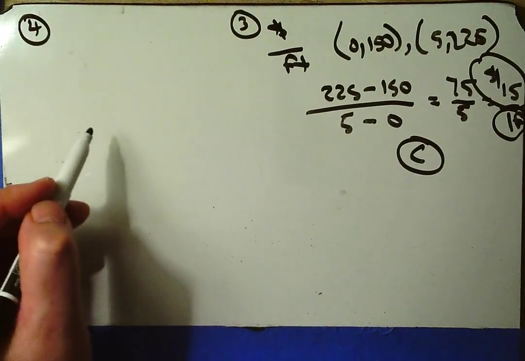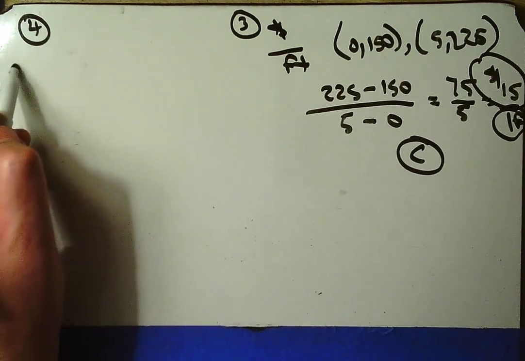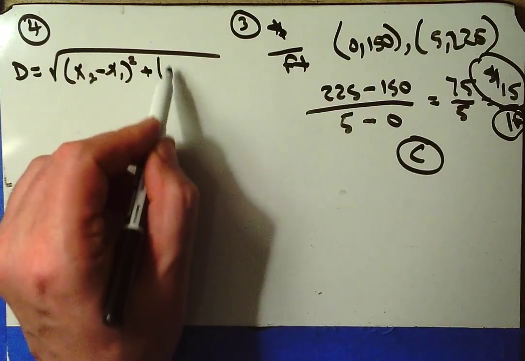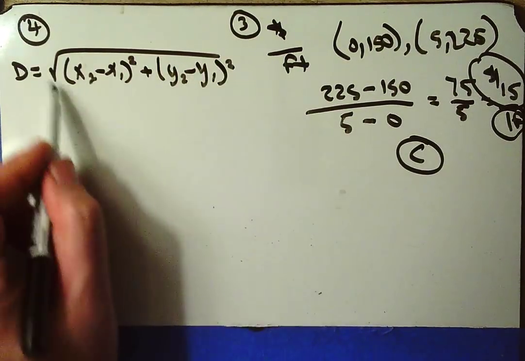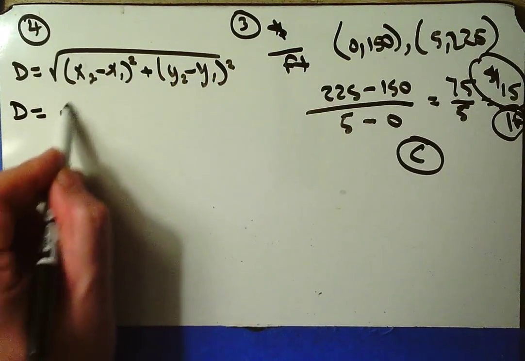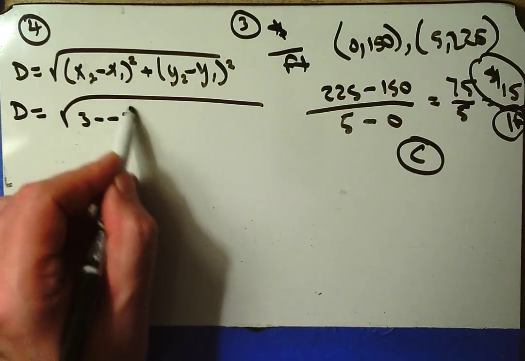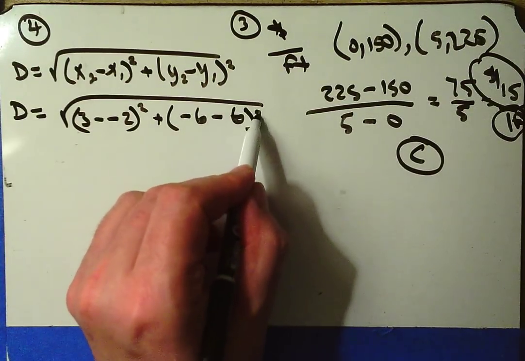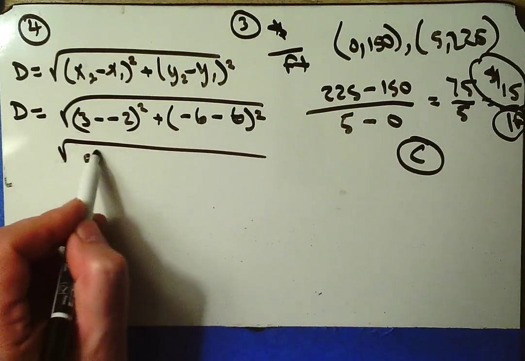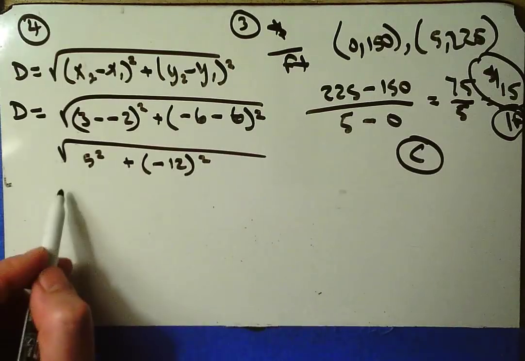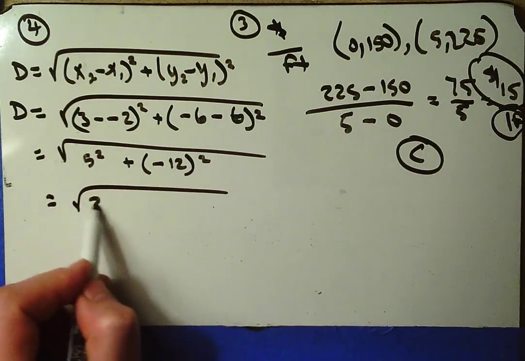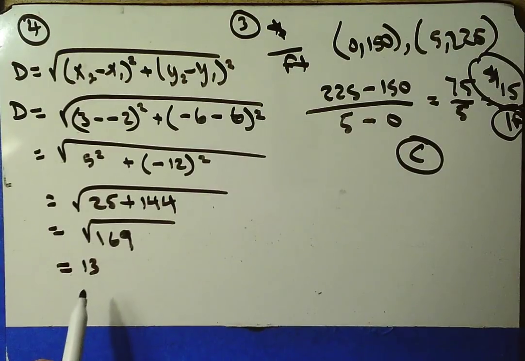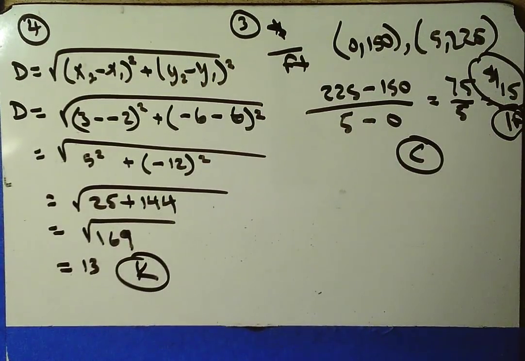Okay, number 4. What's the length of the line segment with these given endpoints? Well, there's our distance formula that we talked about before. X sub 2 minus x sub 1 squared plus y sub 2 minus y sub 1 squared, all under the square root. So if I plug stuff in, I'm going to have 3 minus a negative 2 squared plus negative 6 minus 6 squared. Well, that looks like 5 squared plus negative 12 squared, or 25 plus 144, which is the square root of 169, or 13. And that corresponds with choice K. K for number 4.